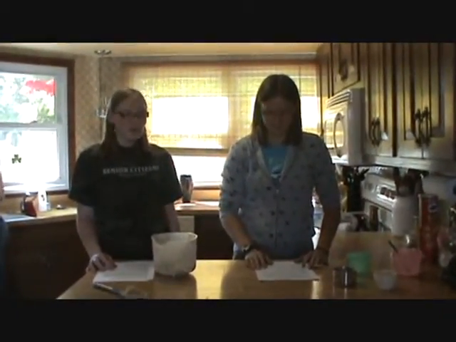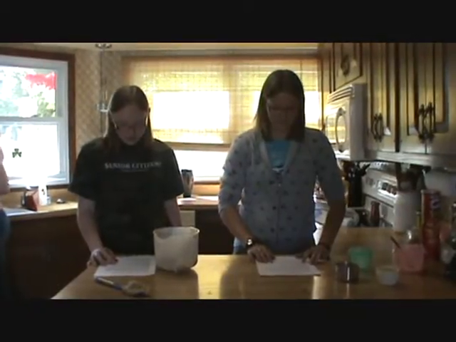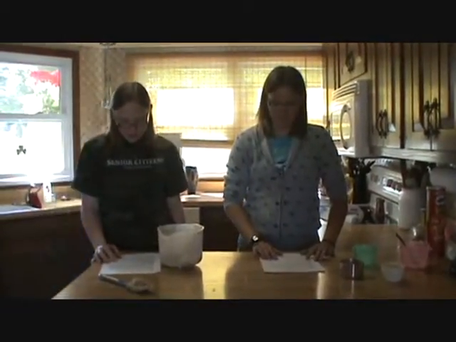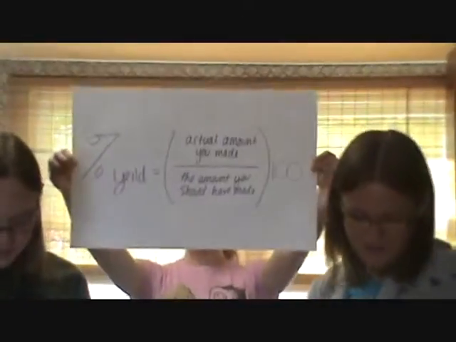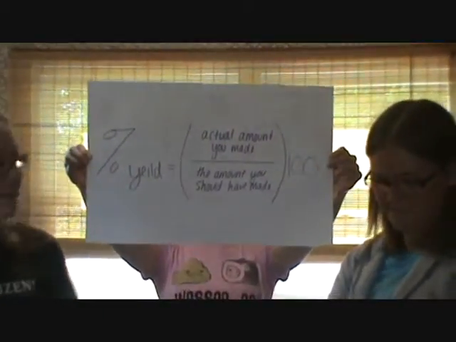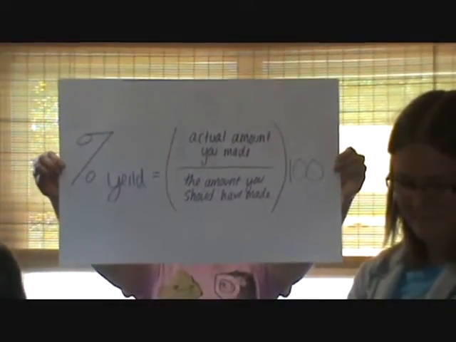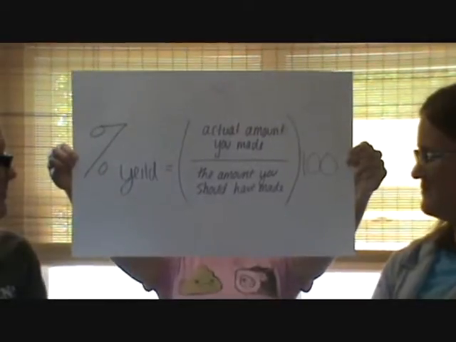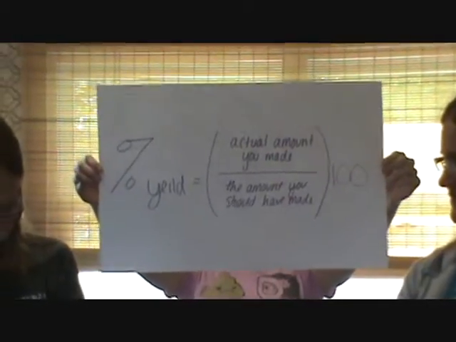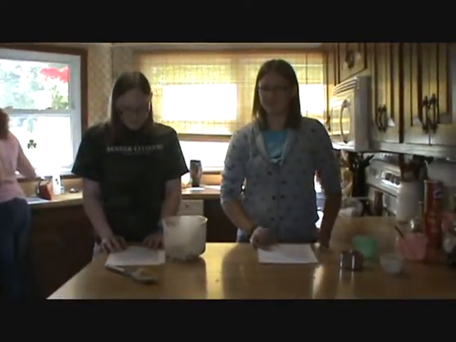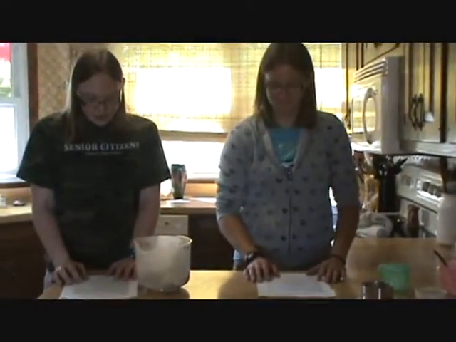Percent yield? What does that mean? It is the percent comparing how much you made and how much you should have made. Percent yield equals the actual amount that you made divided by the amount that you should have made, times 100. We lost some cookies because you didn't scrape off the spoon.